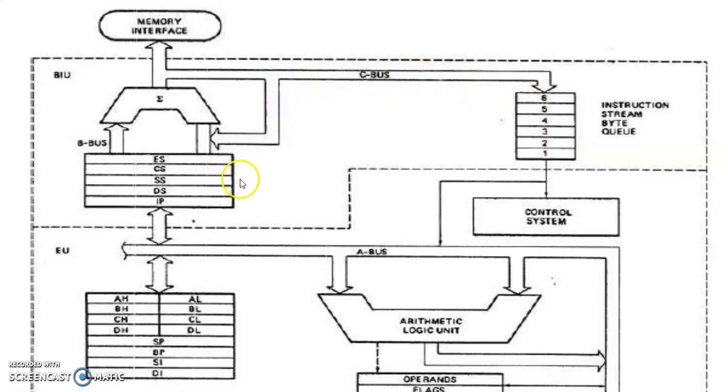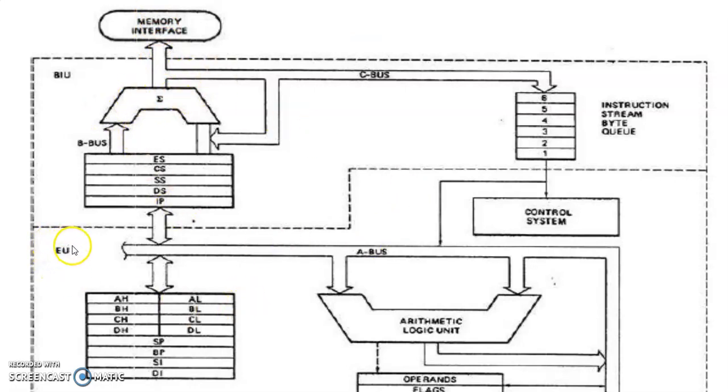Then it is connected to the address calculator. This part is called the address calculator, wherein various inputs are given. Some of the segment registers, pointers and index registers are given as input to it with the help of buses, and then it will generate some address and then it is interfaced to the memory through the buses. These are the parts of the bus interface unit.